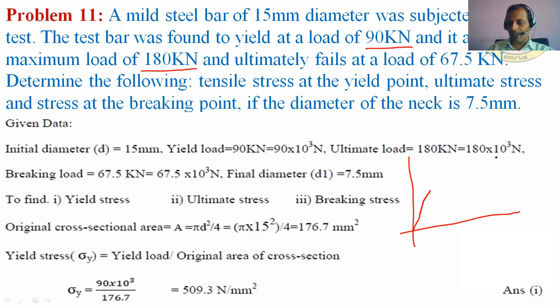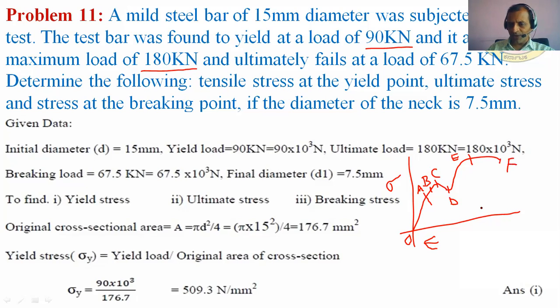I explained this while drawing the diagram. This side is stress, sigma, and this side is strain, epsilon. This is the zero point and this point is the A point. At this next point it is the B point, then the C point, and this is D. This is the D point and here it is E, and the last point is F.